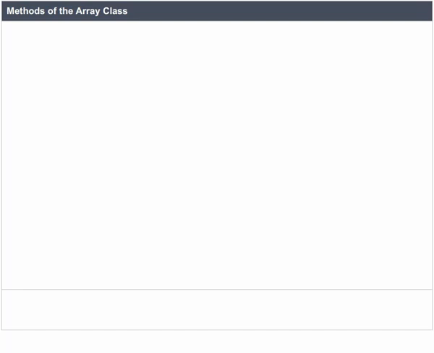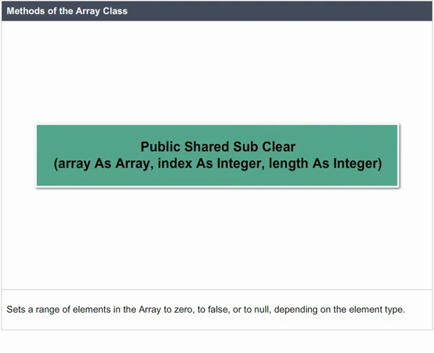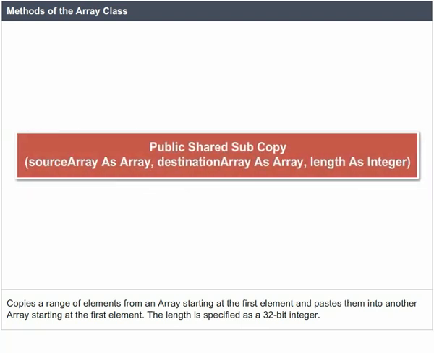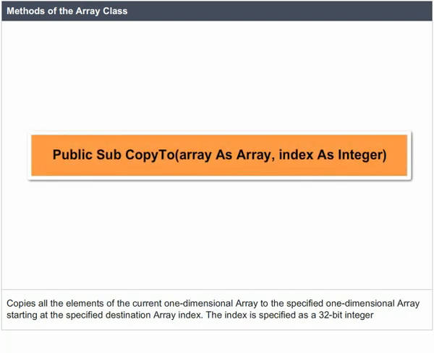Methods of the Array class. Sets a range of elements in the array to 0, to false, or to null, depending on the element type. Copies a range of elements from an array starting at the first element and pastes them into another array starting at the first element. The length is specified as a 32-bit integer. Copies all the elements of the current one-dimensional array to the specified one-dimensional array starting at the specified destination array index. The index is specified as a 32-bit integer.